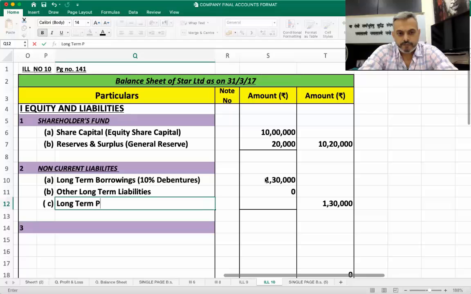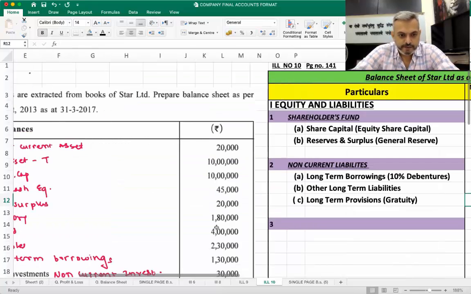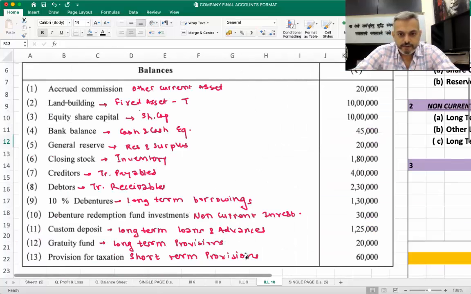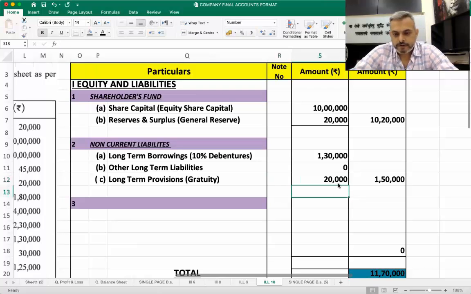Long-term provisions. Now in long-term provisions, gratuity is what we have. We're able to recall gratuity. So gratuity, 20,000. So total comes to outer column 1,50,000. Okay, please write the outer columns as well.